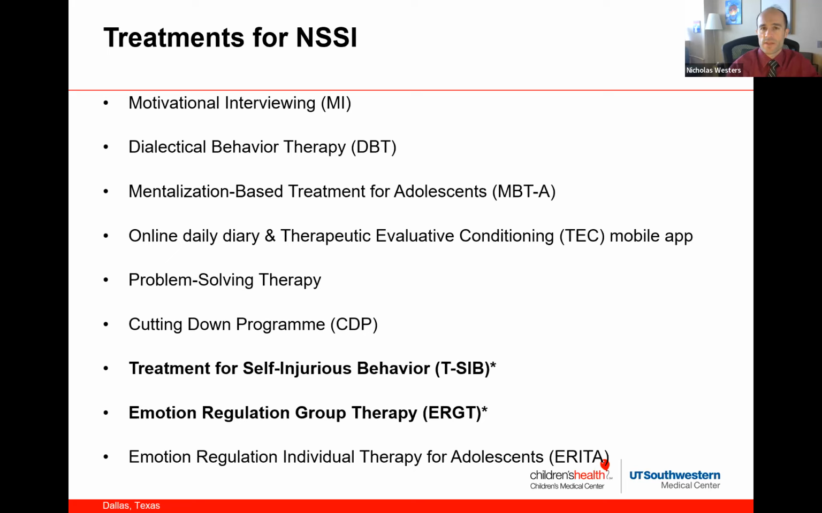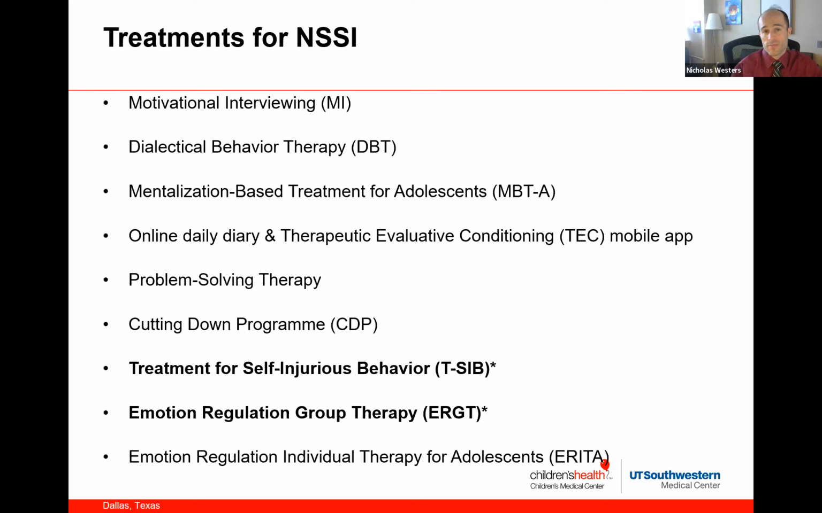Mentalization-based treatment for adolescents is more common in the UK and Europe. There was one study that showed that it helped reduce frequency of NSSI. But I even tried to get the treatment manual, and I couldn't get it, even though the paper said you could. So I take it with a grain of salt. And then there's online daily diary and therapeutic evaluative conditioning, a mobile app. There was some research there. I don't think this is openly available for people to use, but some studies have shown that it has been helpful.